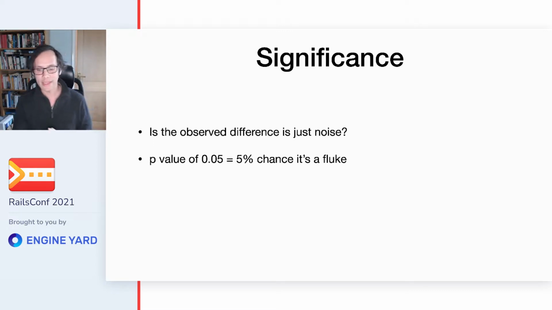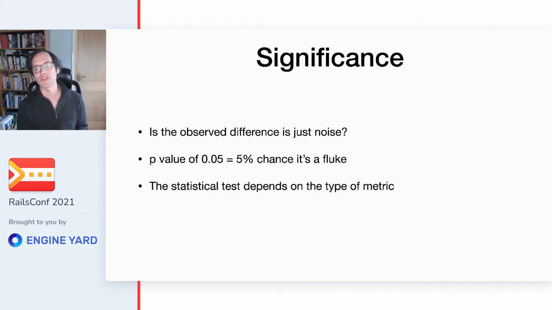And this is the key thing. The statistical test depends on the type of metric. You'll do a different calculation if you're measuring customer retention rates than if you're doing sign-up conversion or average spend per customer. The math is just slightly different.